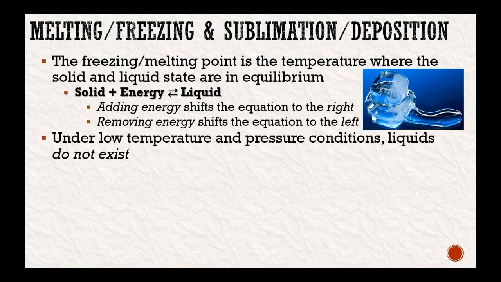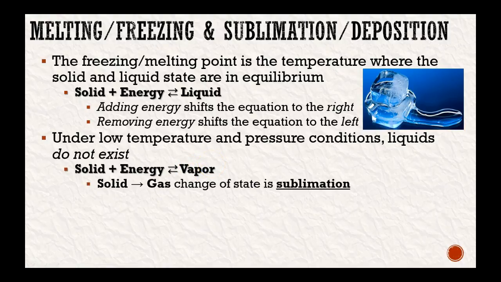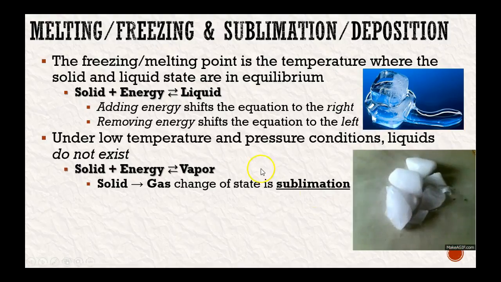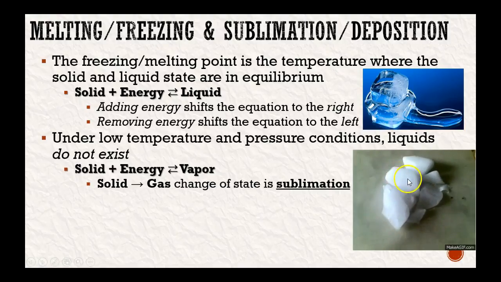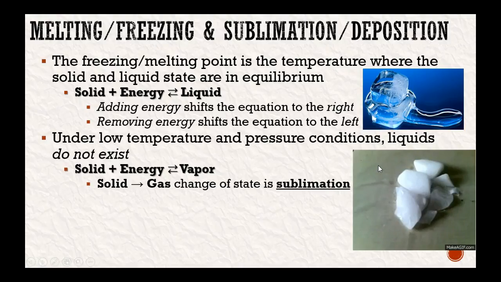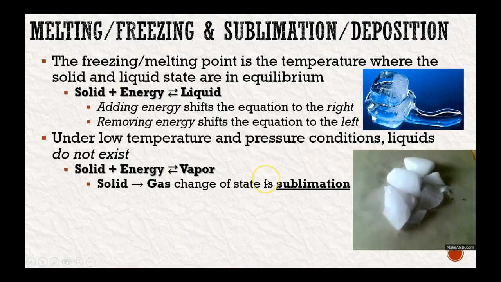However, under certain conditions, liquids don't exist. This is a weird concept, but you get into the sublimation and deposition here. If you take a solid plus energy, it's going to go straight to vapor. The solid to gas transition is called sublimation. In dry ice, if you leave it sitting out at regular room temperature and room pressure, it's going to go straight from solid dry ice, which is solid carbon dioxide, to gaseous carbon dioxide. There's no liquid phase. You can make it liquid, but you have to change the pressure. We'll get into that later.